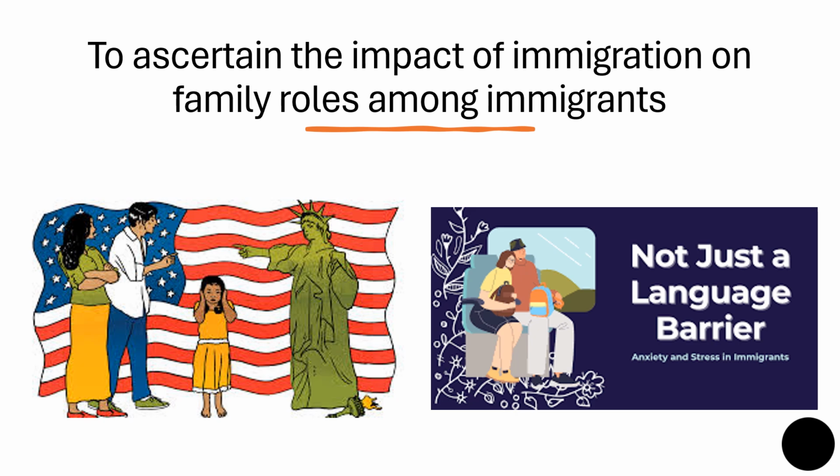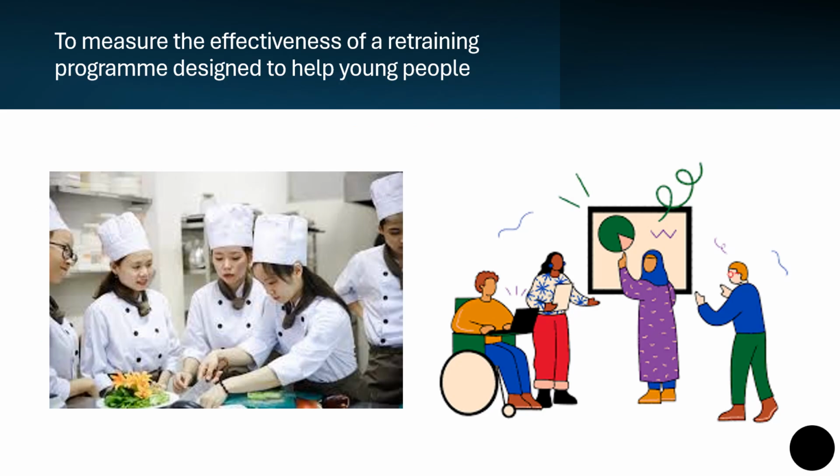First, we will think about studies where the main objective is finding out the number of children living below the poverty line in Australia. The second one is to ascertain the impact of immigration on family roles among immigrants. And the third one is to measure the effectiveness of a retraining program designed to help young people. Although these objectives clearly state the main thrust of the studies, they are not specific in terms of either the main variables to be studied or the study population.